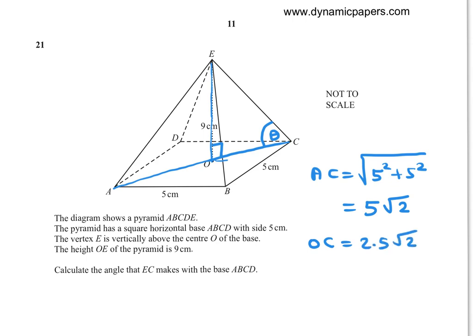Now we have OC and OE. So we have opposite and adjacent. So we can find this angle using tan. So theta is tan inverse of the opposite, which is 9, over the adjacent, which is 2.5 root 2, equals 68.5 to 1 decimal.